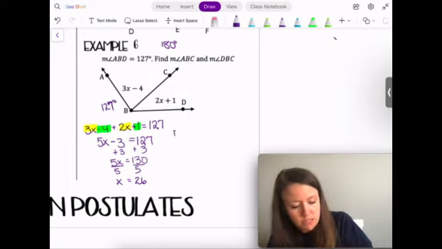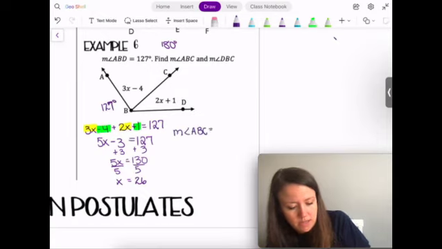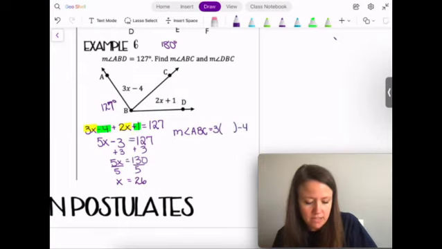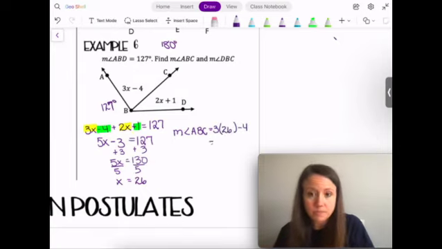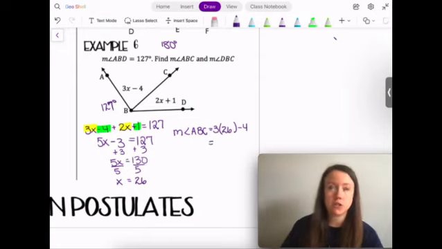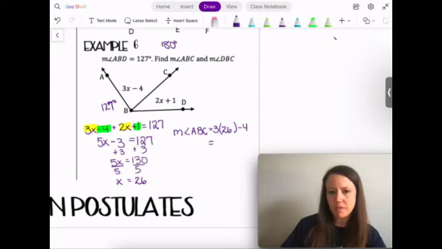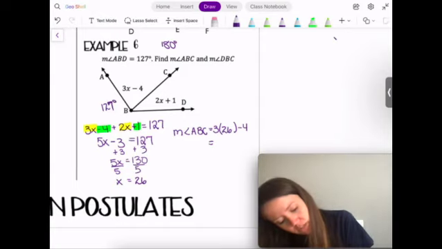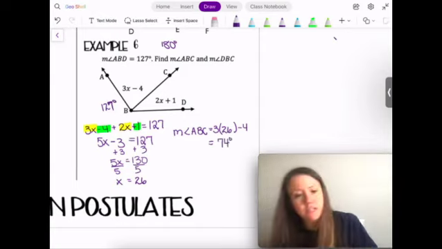So for the measurement of angle ABC, that equals 3x minus 4. But instead of x, I'm going to put 26 there. I'm then going to do those calculations. You can do it in 2 steps. You can just type it all in your calculator. Whatever floats your boat. But you should get 74 degrees.